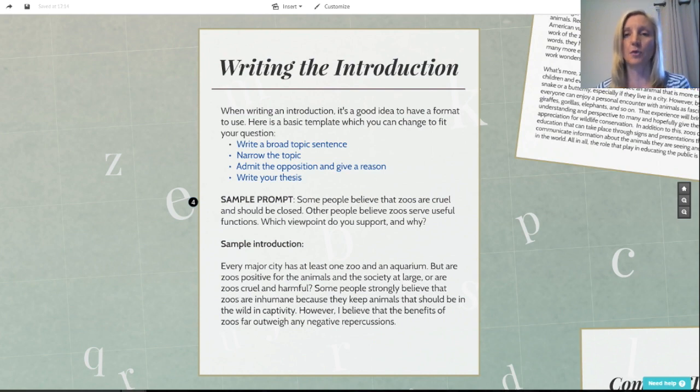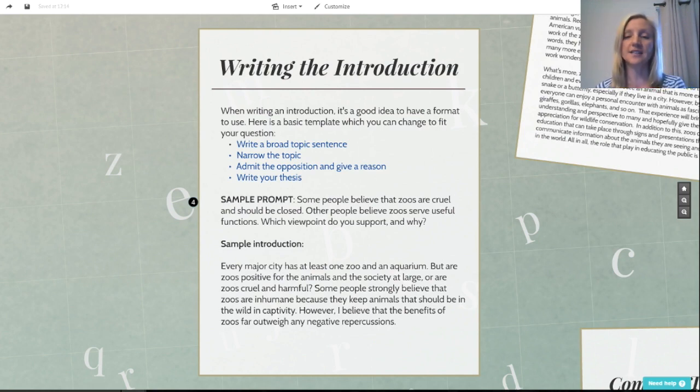And then the most important part of my introduction is my thesis. My thesis is the last sentence of my introduction, and it states the position I am going to support in my essay. So let's look at an example. Here's a sample prompt. Some people believe that zoos are cruel and should be closed. Other people believe zoos serve useful functions. Which viewpoint do you support and why?